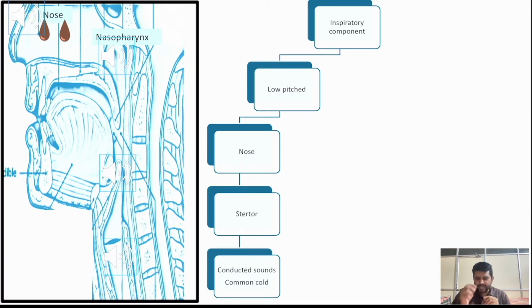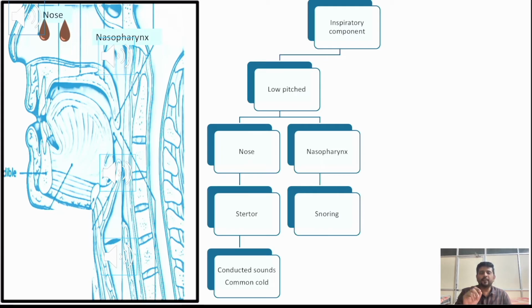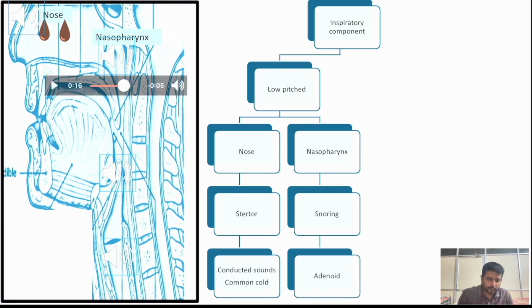The next low pitched sound that arises as a result of pathology in the nasopharynx is called snoring. The most common cause for snoring in the pediatric age group is adenoid. Listen to this snoring sound.